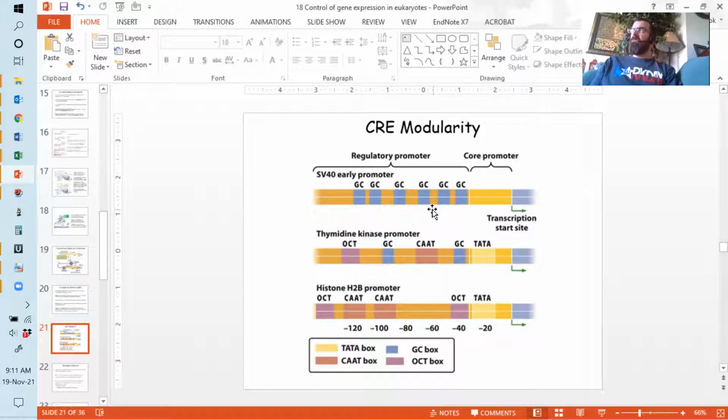Can't remember what, simian something? Anyway, maybe simian virus 40, I don't know.